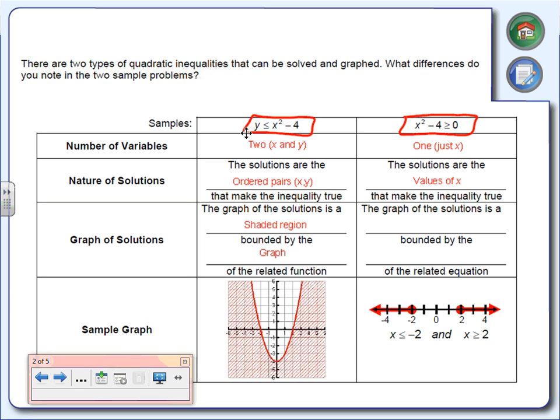And those x values have to make the inequality true. And there's going to be quite a few of those as well. How are we going to find those x values? Well, again, we're going to be doing some graphing here.